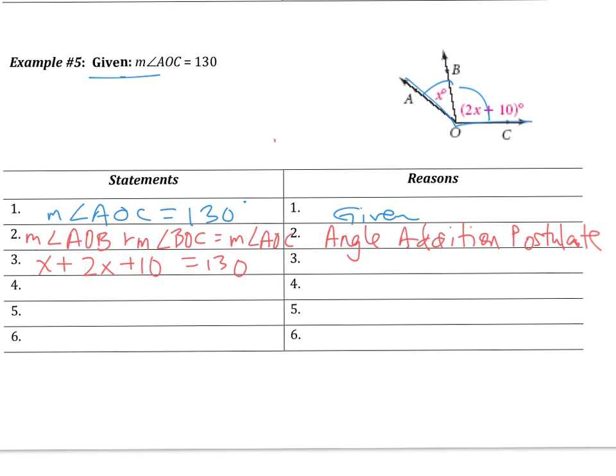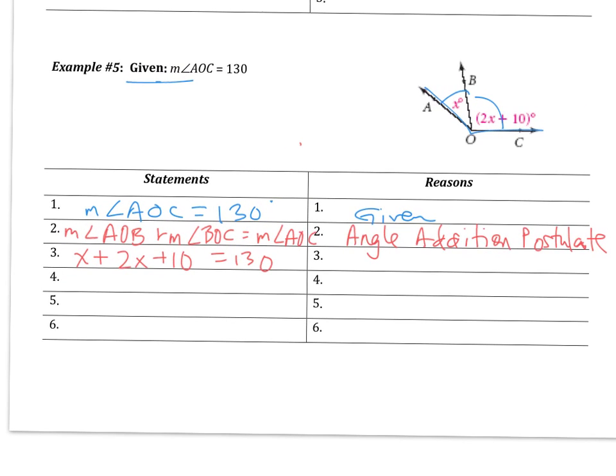All right, now after we created our equation using angles, we replaced the angles with their actual values. When you replace something, what property are we using? Substitution. So we substituted x for AOB. We substituted 2x plus 10 for BOC. And we substituted 130 for AOC. So we used the substitution property. Next, we want to solve.